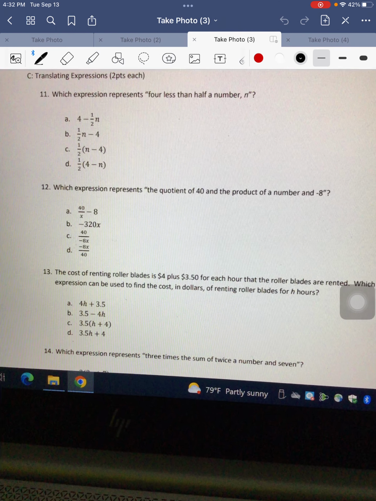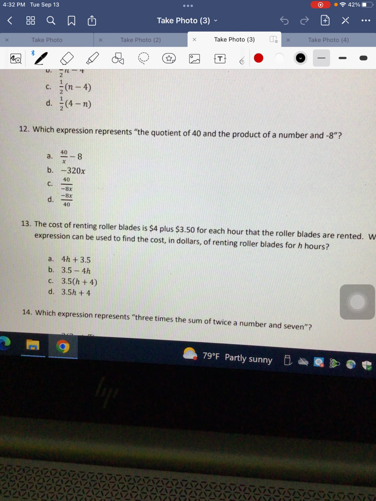Number 12, I'm reading through the problem, the quotient. Quotient is division, so I'm going to look for and. And the next and is right here, next to the 40. What comes before the and is your numerator. What comes afterwards is your denominator. Well, there's a lot of stuff that comes afterwards.